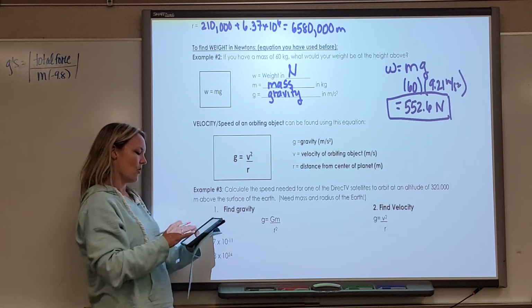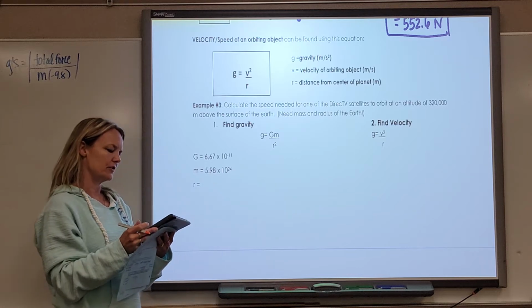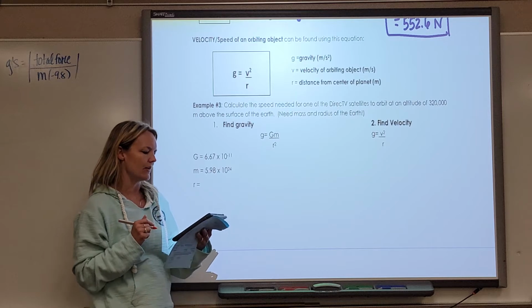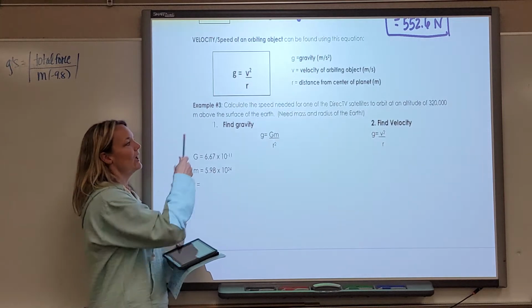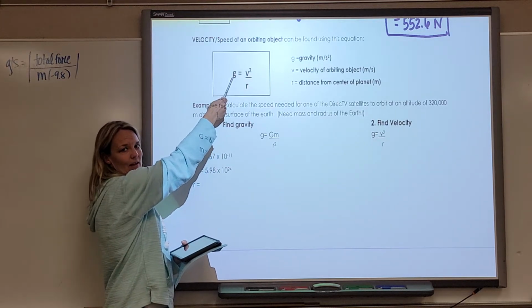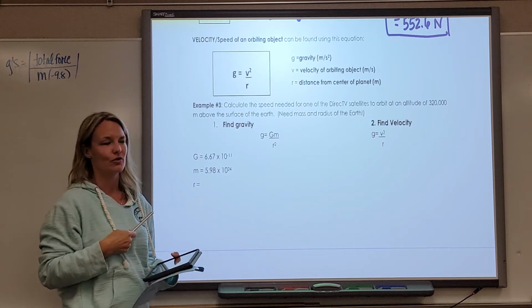All right, so example number 3. Calculate the speed needed for one of the DirecTV satellites to orbit at an altitude of 320,000 meters above the surface of the Earth. Okay, so if I want to know the speed, I need to know the gravity at that location, and I need to know the radius. How far away from the center of the Earth is it?